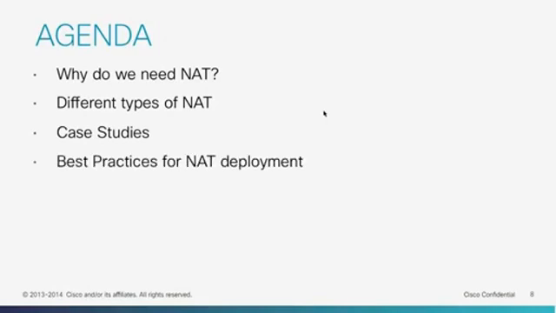So let's dive straight into it. Over today's session, we'll spend a little bit of time initially running through why we need NAT at all, what the different kinds of NAT are that you can do on a Cisco router, some case studies or scenarios where you see NAT implemented, and some best practices. What are some of the things you should keep in mind when you're working with NAT? What are some of the things that can go wrong, and so on.